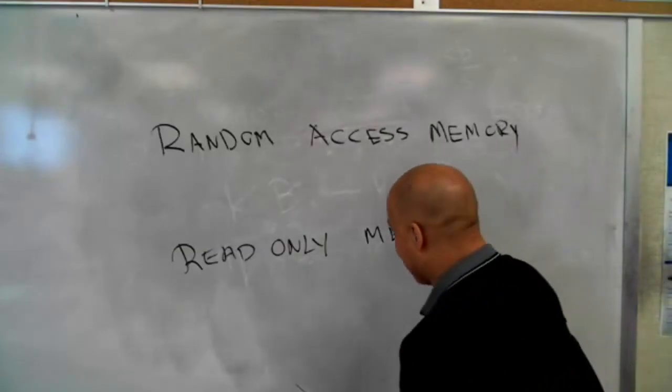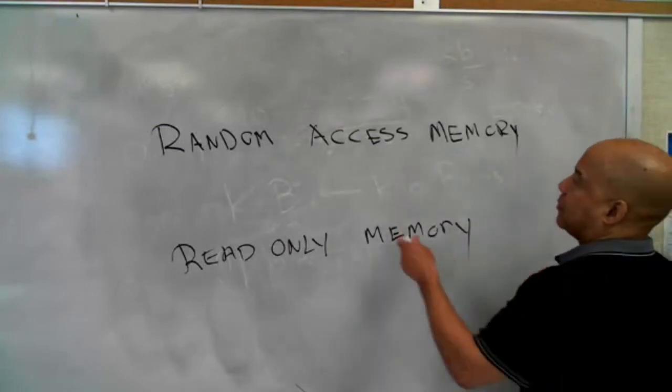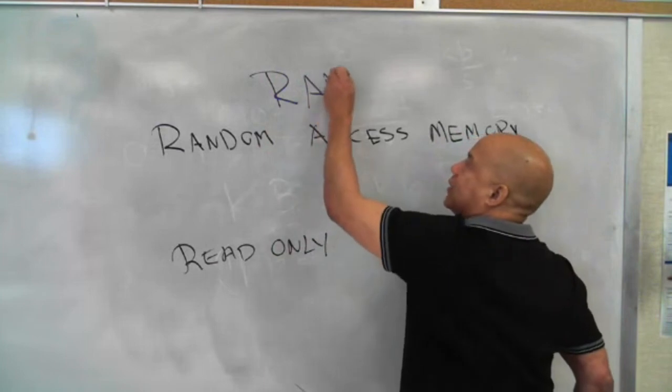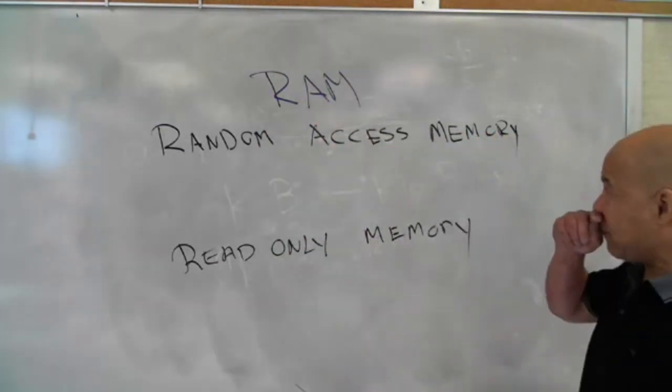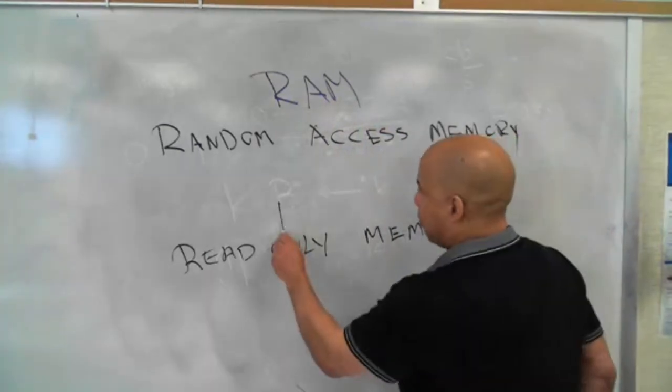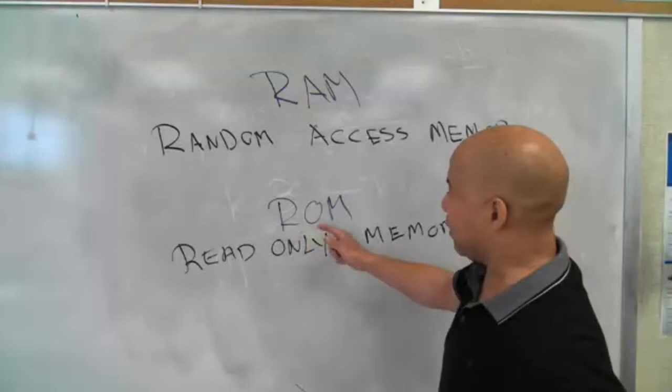And normally they don't write it out. They'll call this type of memory RAM. If you've ever seen that when you buy a computer or some digital device, they'll talk about the RAM. And down here they call this ROM. So random access memory, read-only memory.